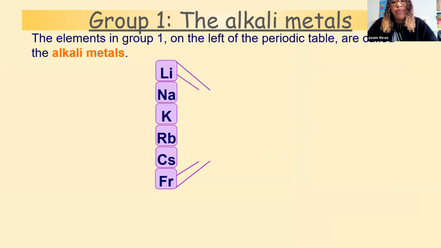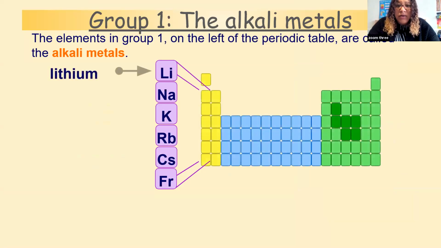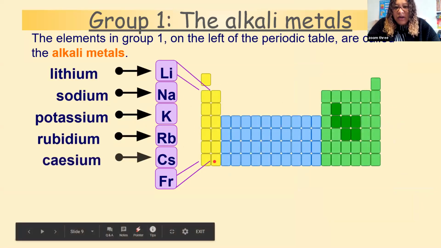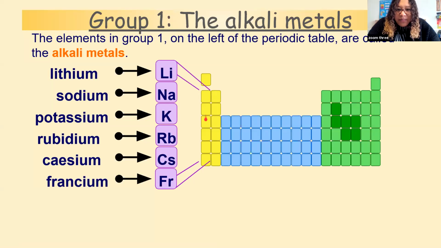So, the alkali metals. Now, if you haven't seen these in class, then I don't know where you've been. Our group 1 metals, these alkali metals, are in the furthest group left on the periodic table. Here they are: lithium, sodium, potassium, rubidium, and so forth. They're in this column here.